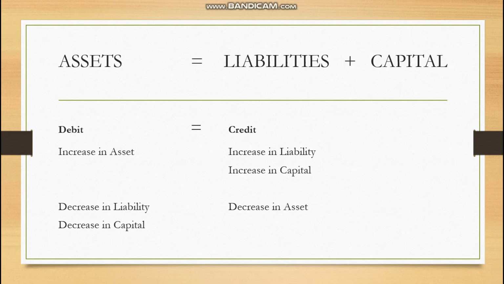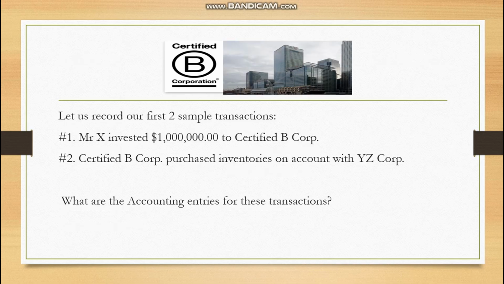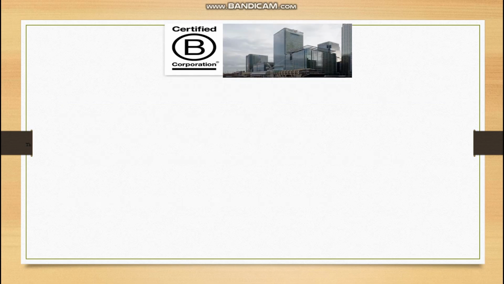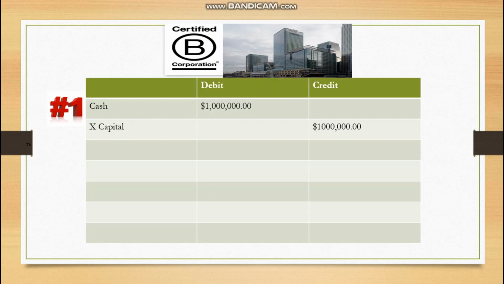Now, let's go back to the very first transactions of Certified B Corporation. Let us record our first two sample transactions there. I just put here two sample transactions because we don't have much time. So, for the first transaction, it says there, Mr. X invested $1 million to Certified B Corporation. What is the accounting entry for this transaction? Okay, so let's go to the books of accounts of Certified B Corporation for their very first transaction. So, debit cash $1 million and credit X capital $1 million.